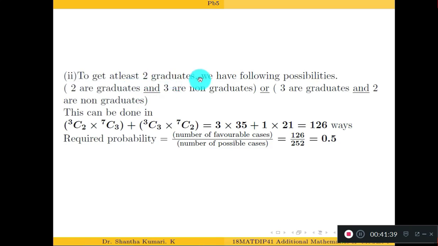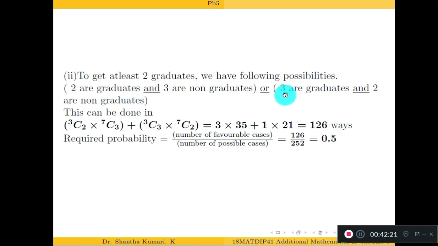So to get at least 2 graduates, we have the following possibilities. Either 2 are graduates. 2 are graduates means out of 5, clearly remaining 3 are non-graduates. 2 are graduates and 3 are non-graduates, one possibility. Or at least 2 means it need not be exactly 2, it may be more than 2. So more than 2 means 3. 3 are graduates and remaining 2 are non-graduates. And more than 3 you cannot consider. Why? Because there are only 3 graduates as per the question. You cannot consider more than 3.